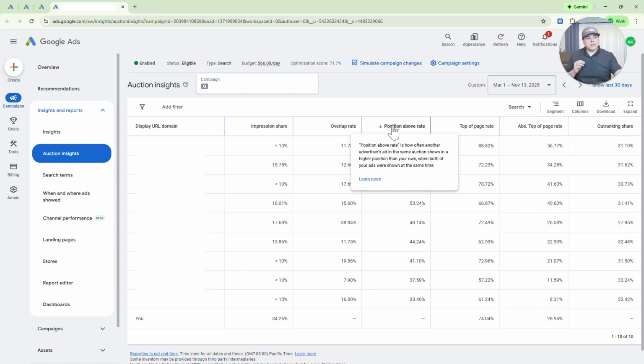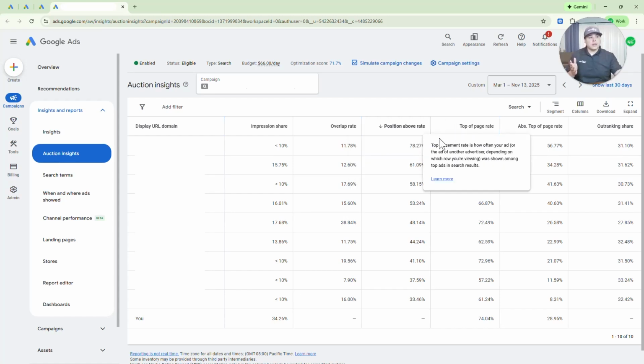So right here, it says position above rate, like I just told you. Another important thing is it means, like I just told you, that the competitor is directly above you. That doesn't mean you're on the first page. You can be on the 7th page of Google, which nobody usually goes to, and they're above you. You can go to the 3rd page of Google and they're above you.